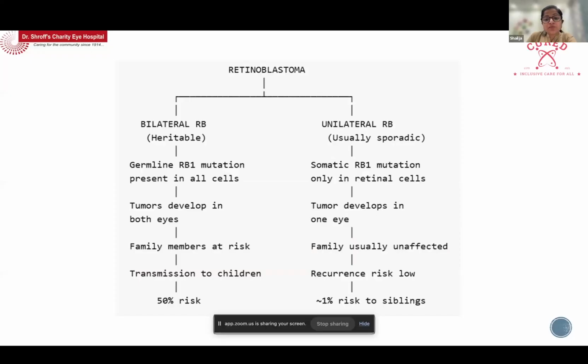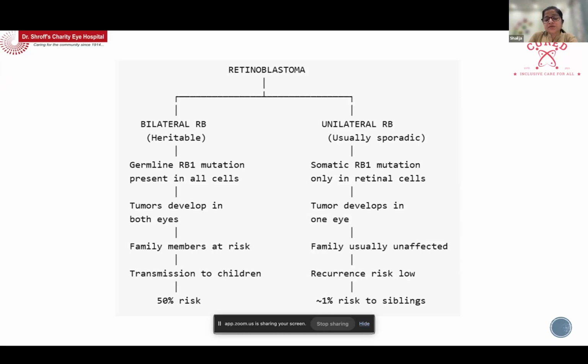So we know that retinoblastoma could be bilateral or unilateral. The bilateral retinoblastoma is the one which is heritable, so it has to be present in the germline, right? That means it will be present in all the cells, and it will be easily detectable in the blood. Tumor usually develops in both eyes, and family members are at 50% recurrence risk. Whereas unilateral retinoblastoma is somatic. It will be present only in the retinal cells, so you may not get it in the blood. 15% of heritable retinoblastoma may be unilateral, so you may get it in the blood. But if it's a purely unilateral or sporadic retinoblastoma, then the risk to siblings is just 1%.